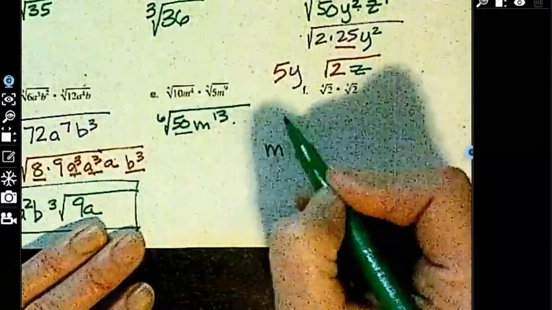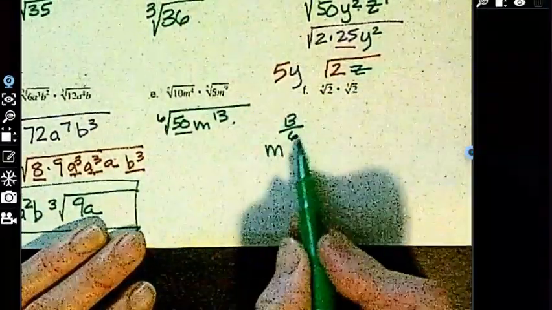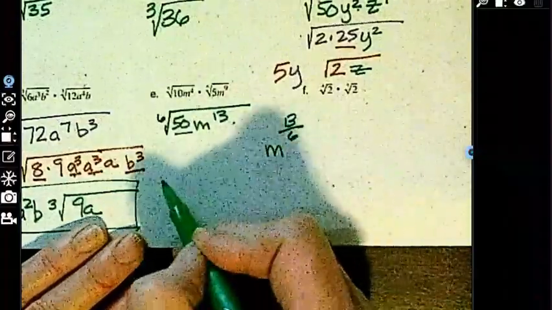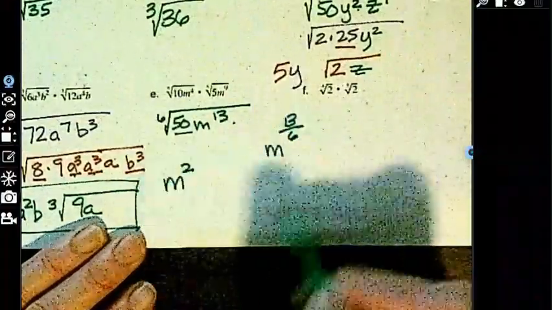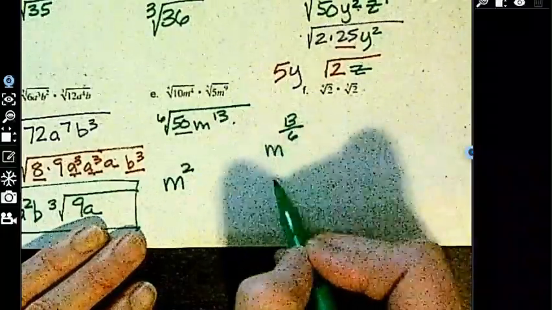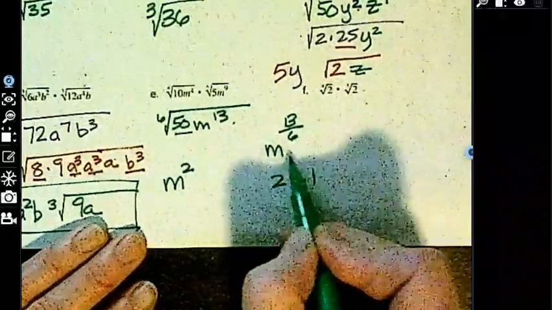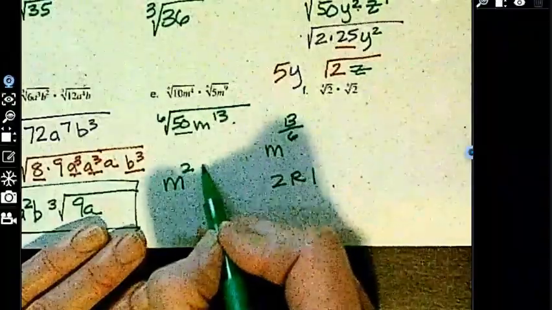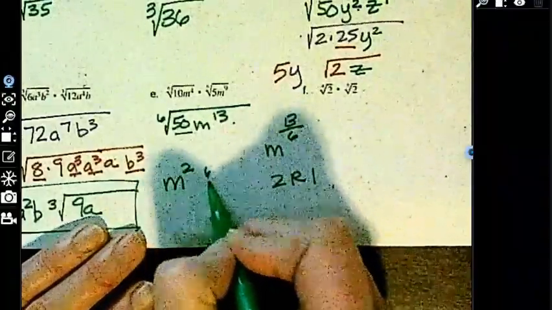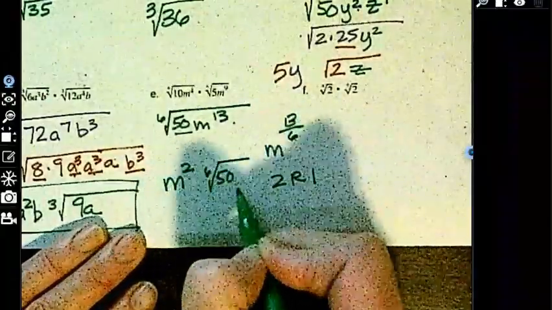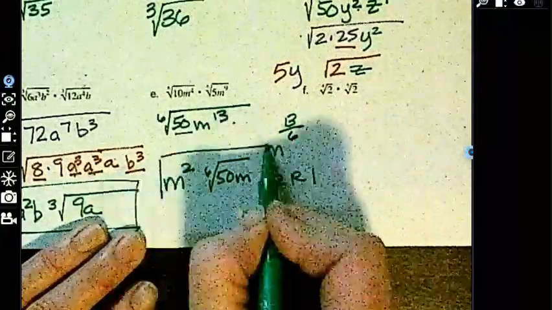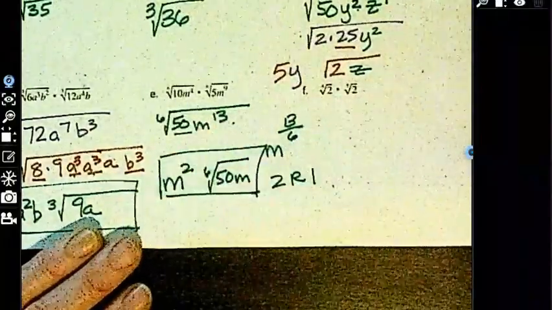Remember, it's m to the 13 sixth. 6 goes into 13 twice, so I can take out 2 m's. 6 goes into 13 twice, remainder 1. So 1 m has to stay. So m squared times the 6th root of 50 m. That's as simple as we can get right there.